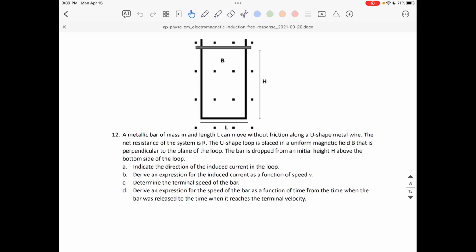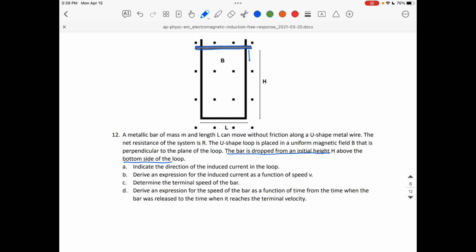For problem number 12, we've got this metallic bar right here, which is free to move. And then we've got a U-shaped metal wire that, when you have the bar attached to it, creates a loop. It states here that the bar is dropped from an initial height h above the bottom side of the loop. We want to find the direction of the induced current in the loop.